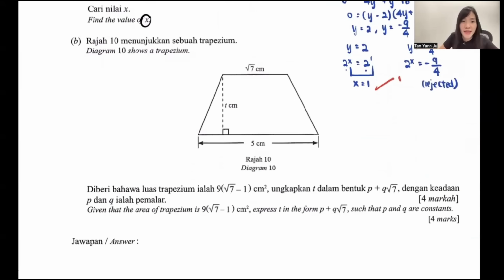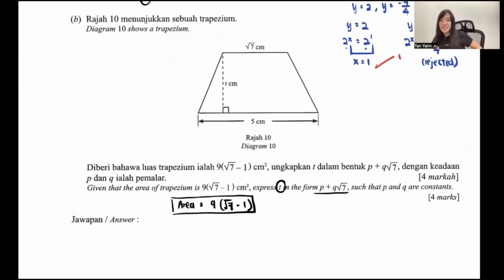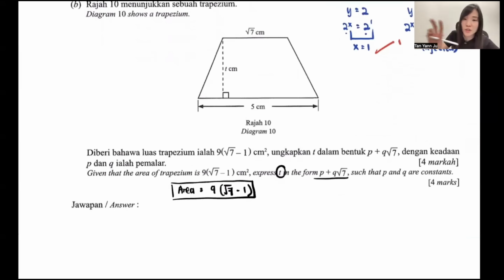B. Diagram 10, this one, shows a trapezium. Again, it's a trapezium, supposed to be a rectangle, but slightly different. Given that the area of the trapezium, so guys, the area of this particular shape is 9√7 - 1 cm². Okay, next they say express T, unknown T, in the form of this answer. Sure, quite obvious. 4 marks again, because this section B is always 8 marks per question and you need to choose 2 out of the 3.